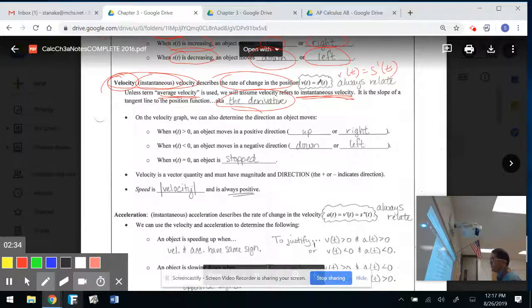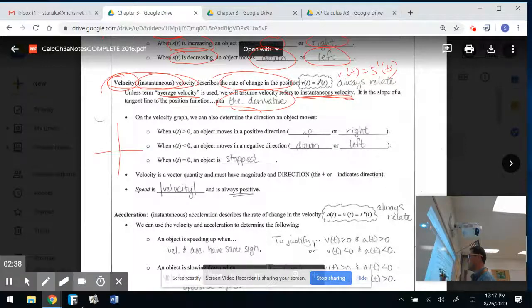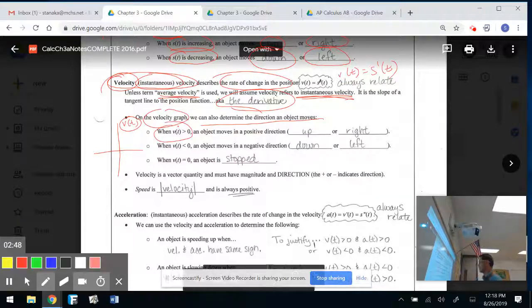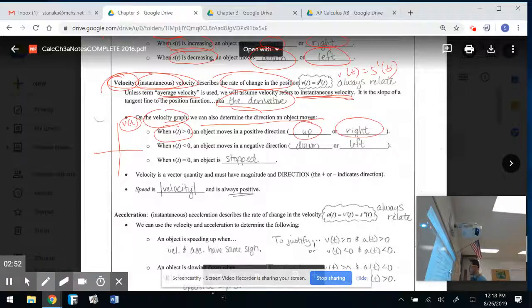All right, here we go. On a velocity graph, once again, we're going to be looking at all kinds of graphs. Sometimes it'll be an s. Let's say this one has a v of t, which means it's a velocity graph. We can determine the direction an object moves. When our velocity is greater than 0, the object moves in a positive direction, up or to the right. When our velocity is less than 0, the object moves in a negative direction, which is down or to the left. When v of t is equal to 0, the object is stopped.